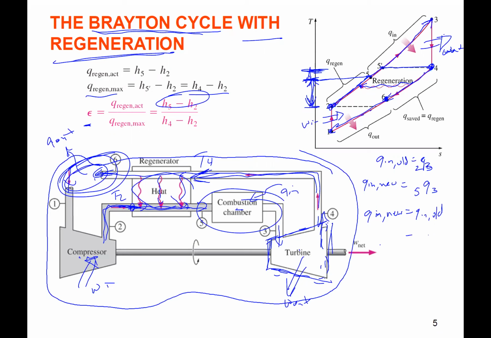Minus this Q regen. So this new amount of Qn we have to put in here when we add a regenerator is just this, right? It's subtracted off this amount. Because if you didn't have a regenerator, we would have to go that full amount to heat it up.